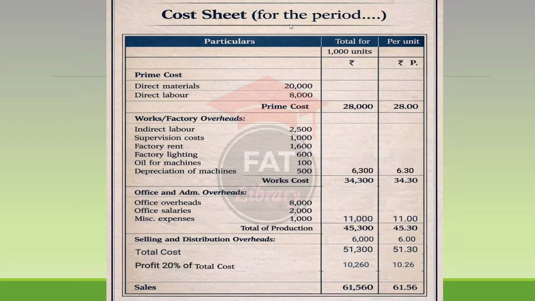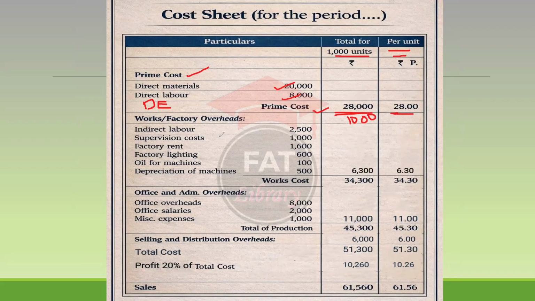Cost sheet we have prepared for the period where we have taken 3 columns: particulars, total for 1000 units, and cost per unit, right? So here the first thing is we need to calculate the prime cost. See, in this problem they have not given any additional direct expenses. So we have only direct material of 20,000 rupees and direct labor of 8,000 rupees. So together we get prime cost as 28,000 rupees. So 28,000 rupees divided by how many units we are producing? So we are producing 1000 units here for this month. So 28 rupees we are getting for 1 unit as a prime cost.